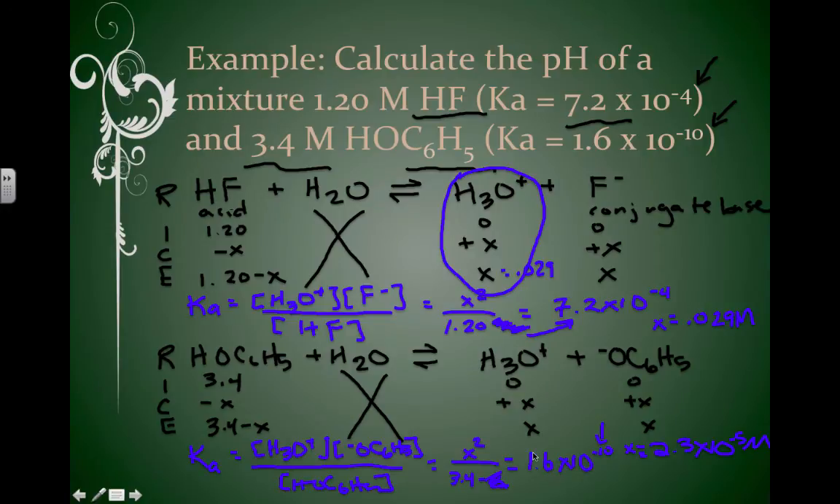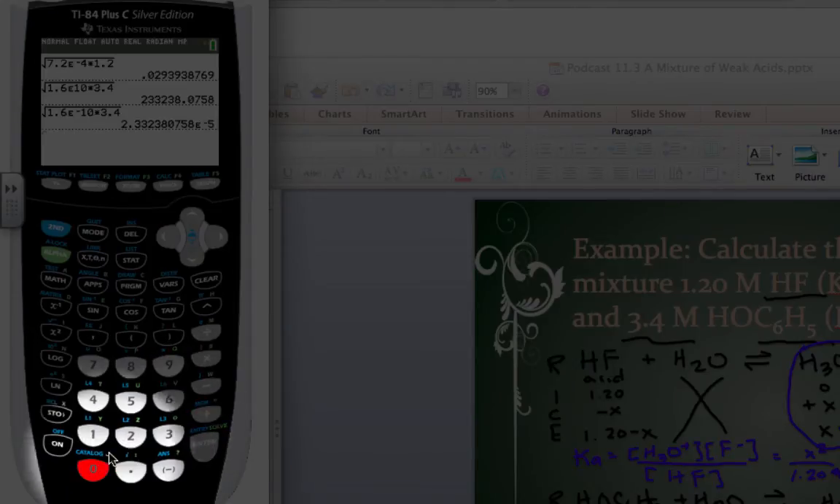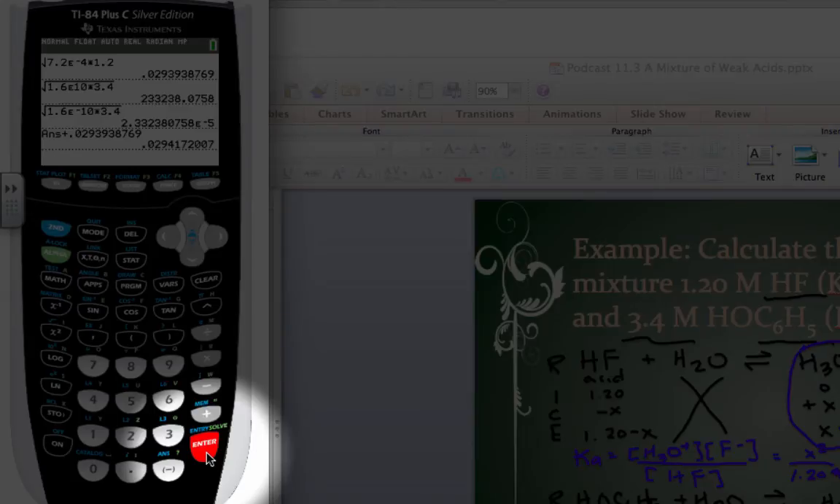So now I have two sources of hydronium ion concentrations. I have some hydronium from benzoic acid, and I also have hydronium ions coming from the HF. So I'm going to add those two together and calculate my pH. So let's just take what we had before and add the hydronium ion concentration from HF to it. As many sig figs as you think you need to have an accurate response. So 0.029, yeah, that didn't really change things, did it?